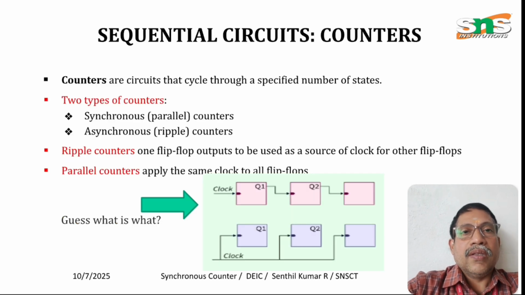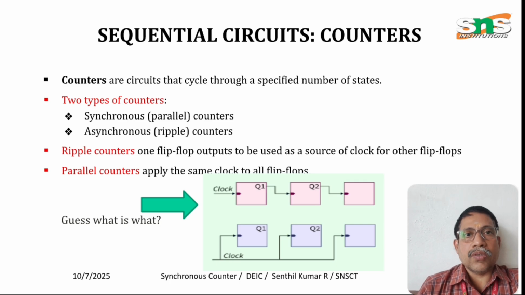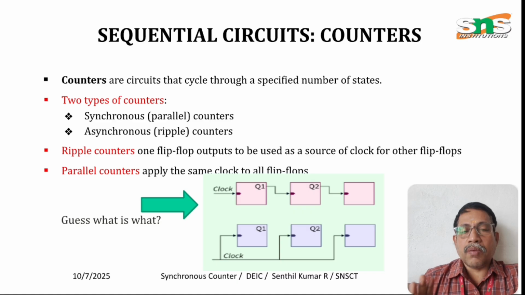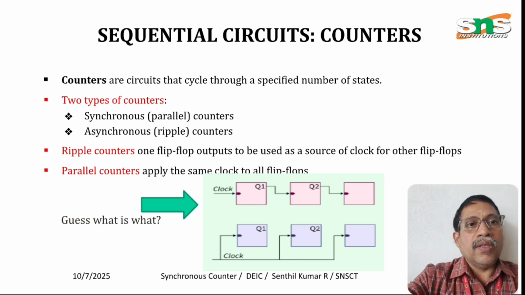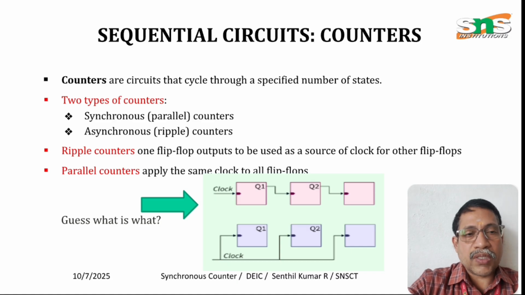Counters are circuits that cycle through a specified number of states. The states may be 1 or 0. There are two types of counters, synchronous and asynchronous. Another name is parallel and ripple. In the parallel counter, the same clock pulse is applied to all the flip-flops. Whereas in the ripple counter, the output of the first flip-flop is given to the input of the second flip-flop.